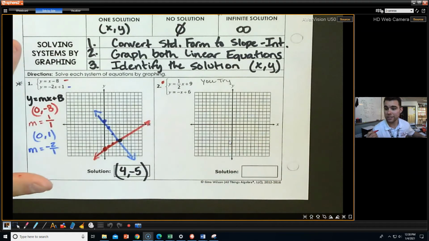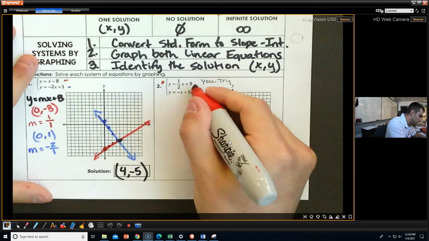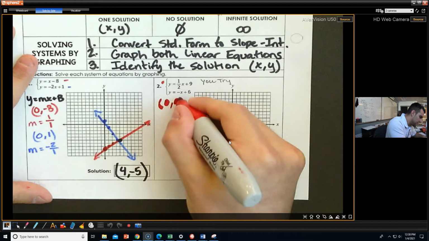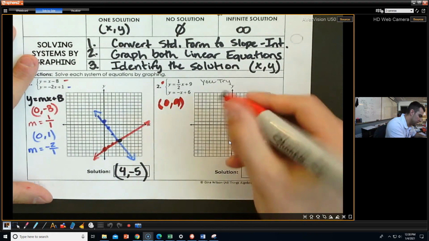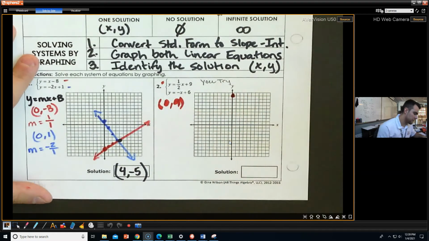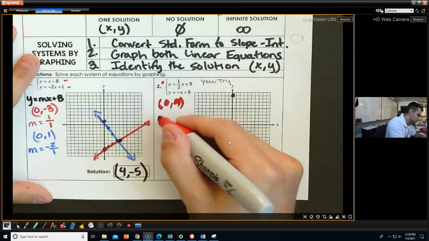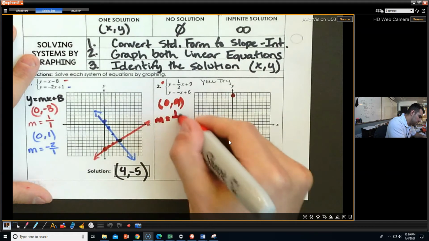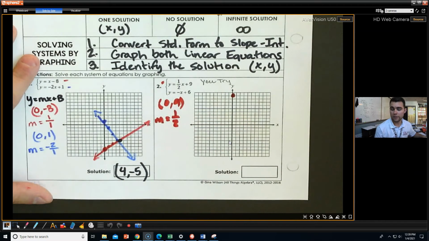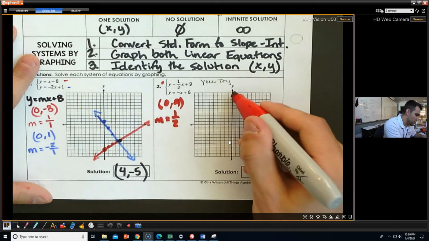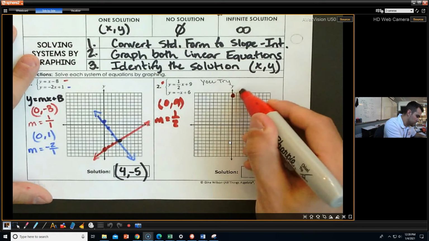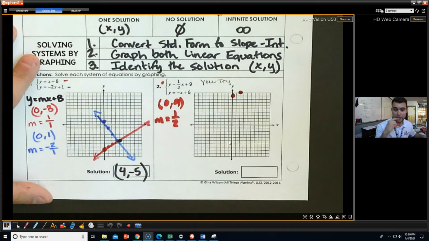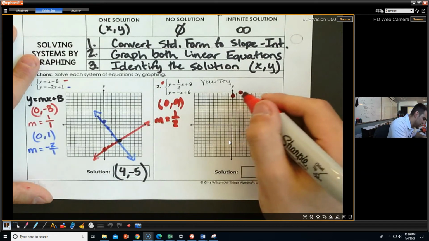That means my first point is going to be the y-intercept. That's (0, 9). So (0, 9) is way up here. Okay. I'm going to use my slope, 1/2. My rise over run is 1 over 2. So I'm going to go up 1 and to the right 2 for my line. And there we go. I kind of have a good idea what's going on.